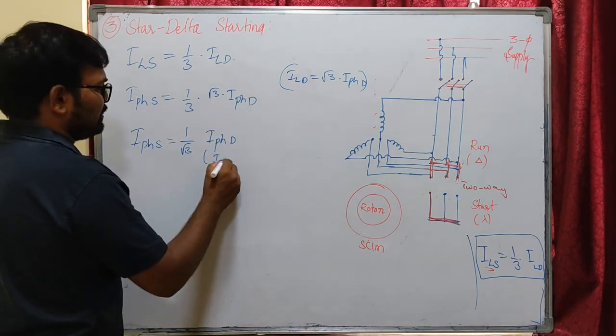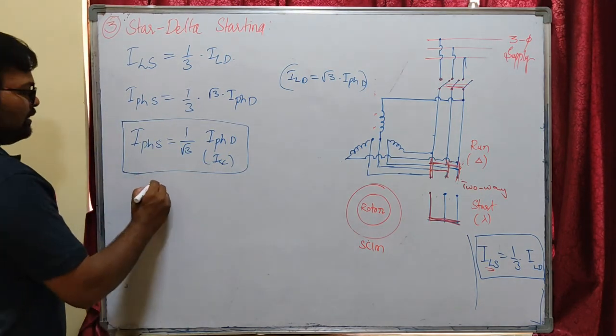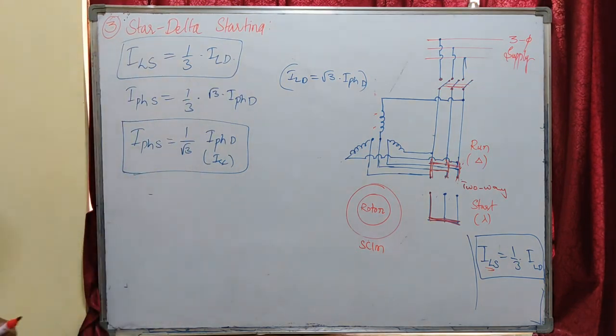This is nothing but the short circuit current. So this is the relation. The line current is reducing by 1 by 3 times, but the phase current is reducing by 1 by root 3 times.